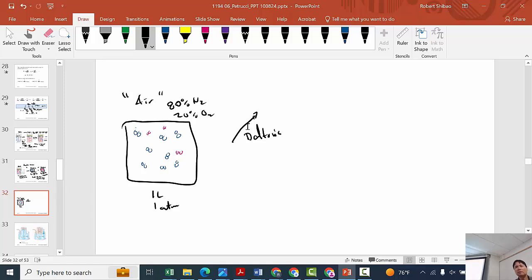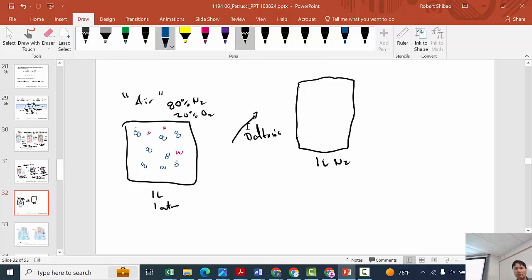So if I look at Daltons, how many liters of nitrogen do I have? No, 1 liter. So I have 1 liter of nitrogen. And I'm going to separate that from the oxygen. How many liters of oxygen do I have? I also have 1 liter of oxygen.